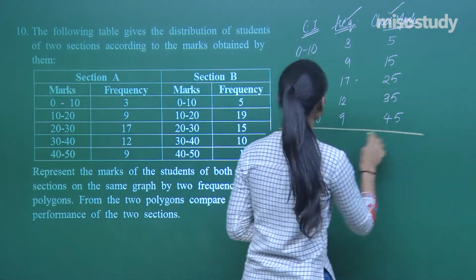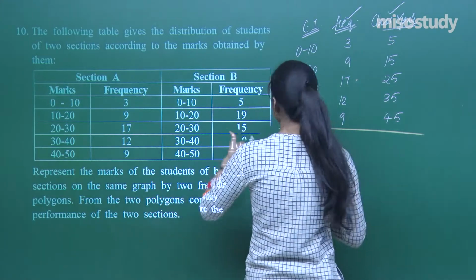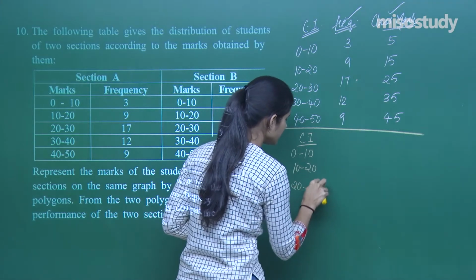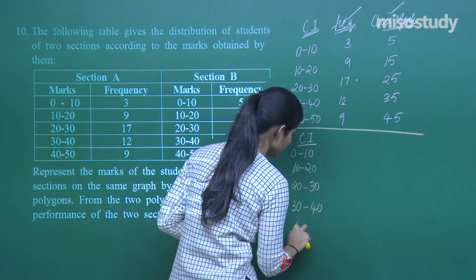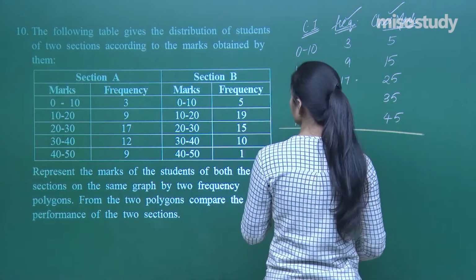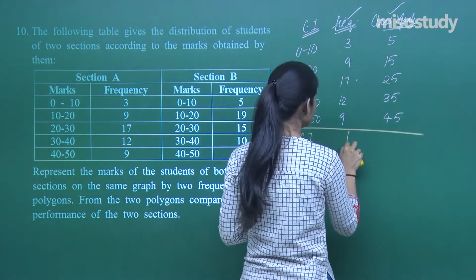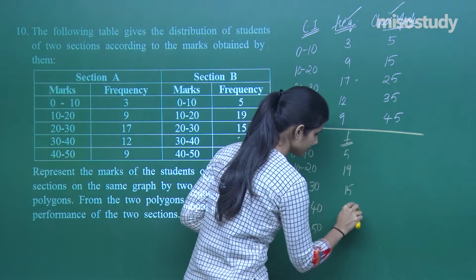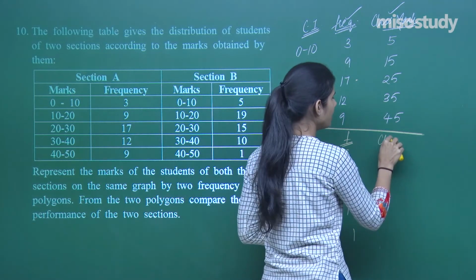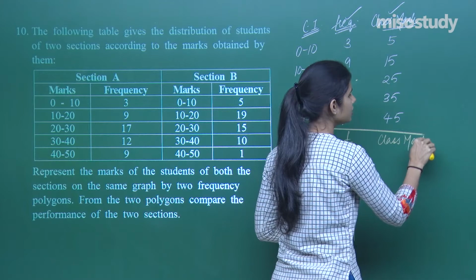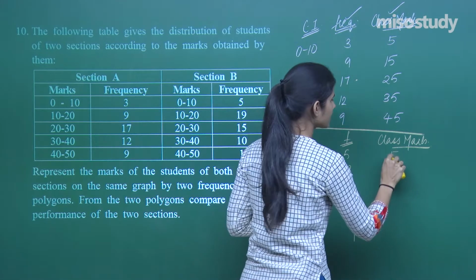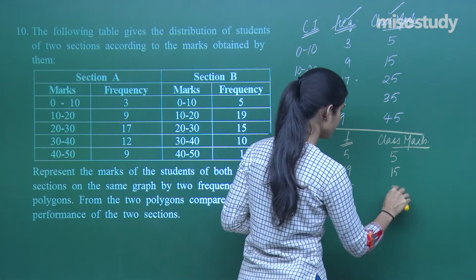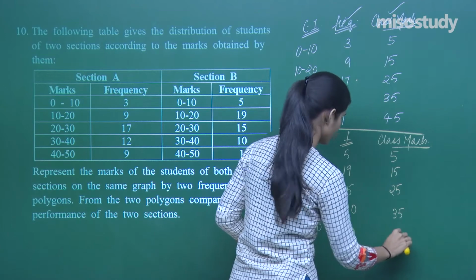Another case, let's write class intervals. You have 0 to 10, 10 to 20, 20 to 30, 30 to 40, 40 to 50. Right? You have frequency as 5, 19, 15, 10 and 1. Right? What is the class mark? Again, class intervals are continuous, so not a problem. 0 to 10, again class marks are the same: 5, 15, then 25, 35, 45.